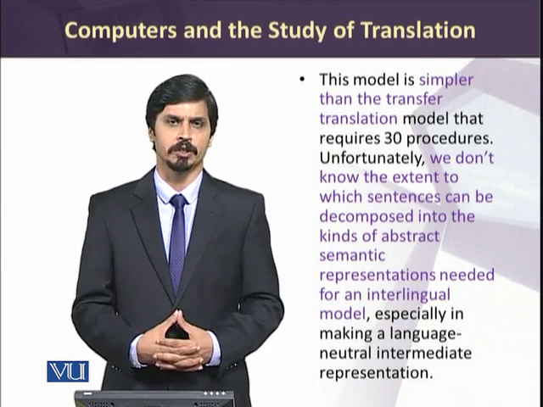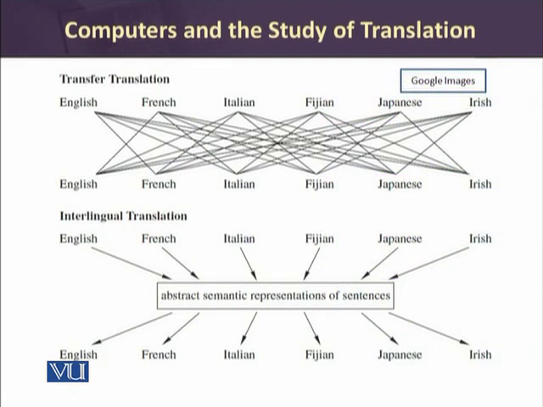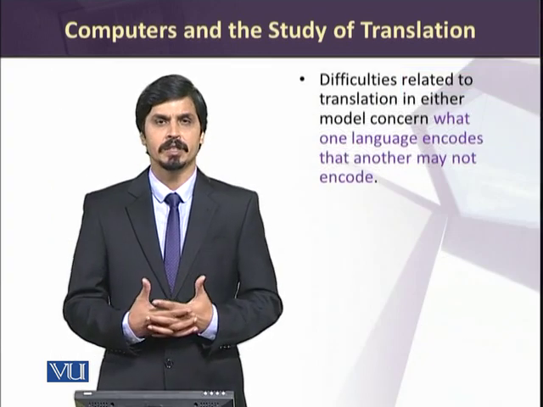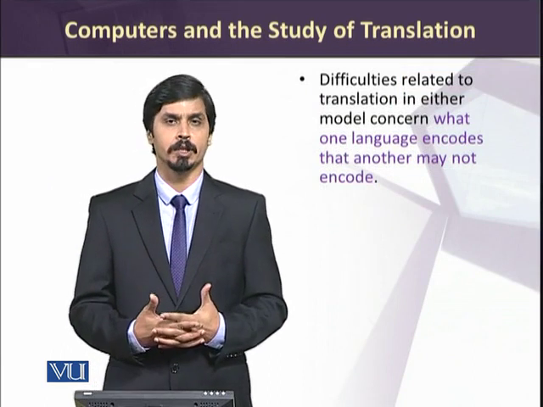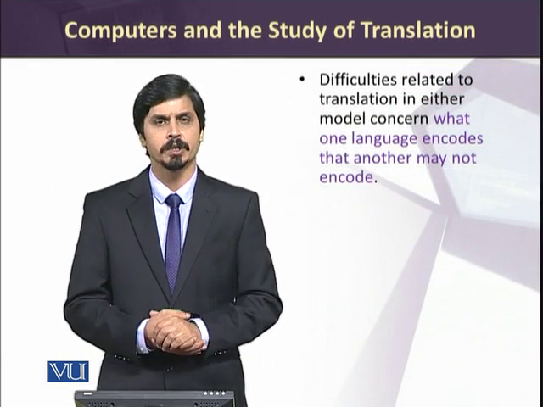This is a brief view in front of you, a kind of graphic representation of transfer translation and interlingual translation. And you could see from the figure that on the top, transfer translation is very complex. There are so many lines crossing each other. But interlingual translation, on the face of it, looks simpler, but still you need 12 procedures for a simple 6-language translation system.